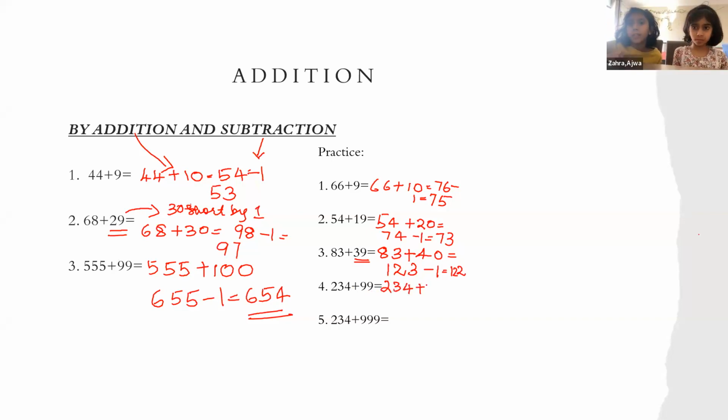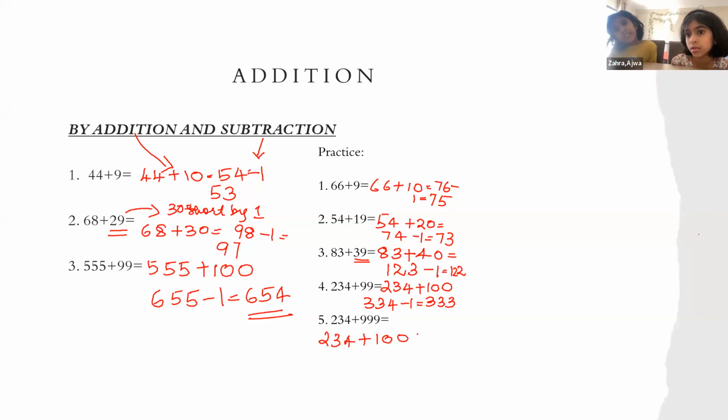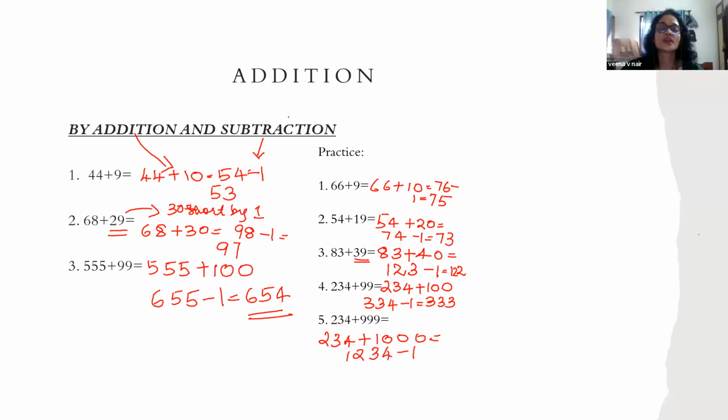234 plus 100 minus 1. What is 234 plus 100? 334. Minus 1, 333. Okay, next. That looks like a big number, right? It's 1234. 1234 minus 1 is 1233.